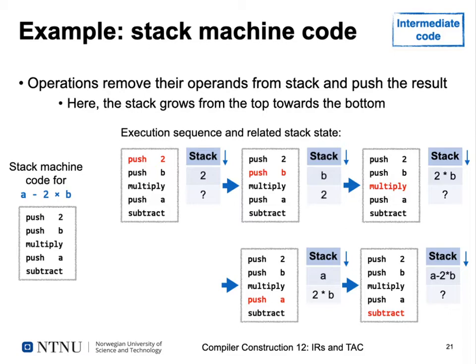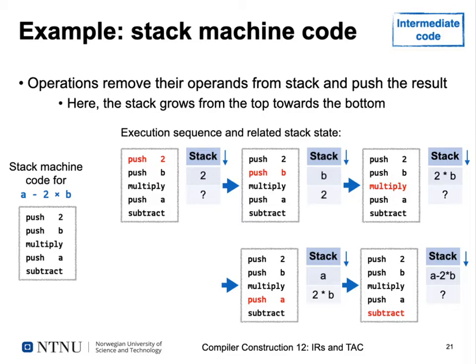So here we have a stack that grows from the top towards the bottom, and let's take a look at stack machine code for this expression a minus 2 times b. When we build a compiler for this, we first need to evaluate 2 times b to adhere to the standard operator precedence in arithmetic expressions, and afterwards we can subtract the result we obtained by our multiplication from our variable a.